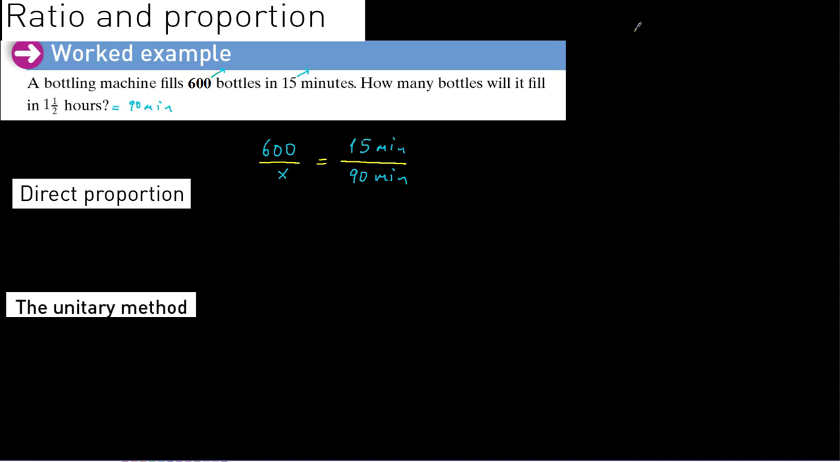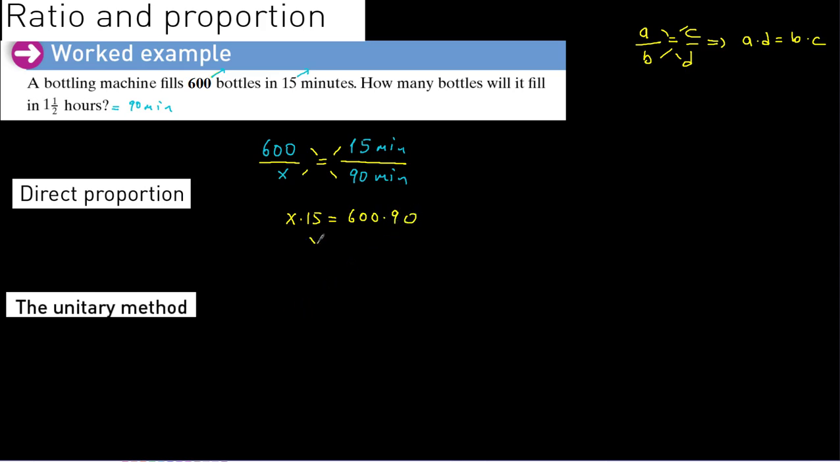And here I need to remind you about cross multiplication: if a over b is equal to c over d, without changing this equality, I can cross multiply, and a times d will be equal to b times c. And here we are going to multiply: 600 times 90 is equal to x times 15. So x times 15 is equal to 600 times 90.